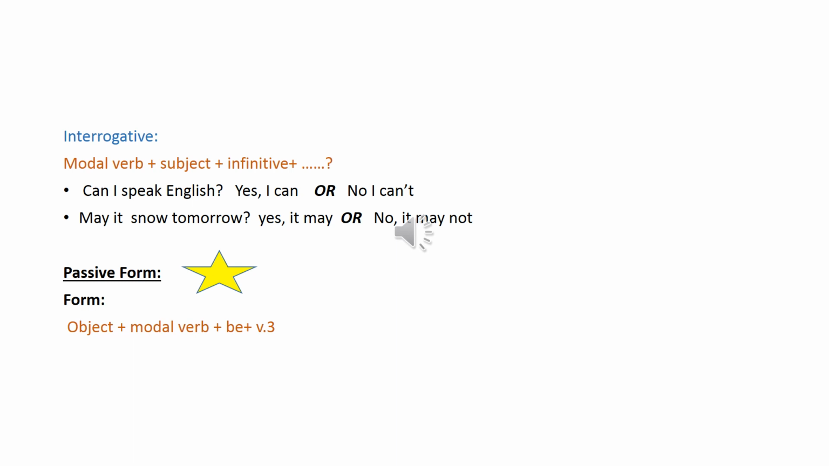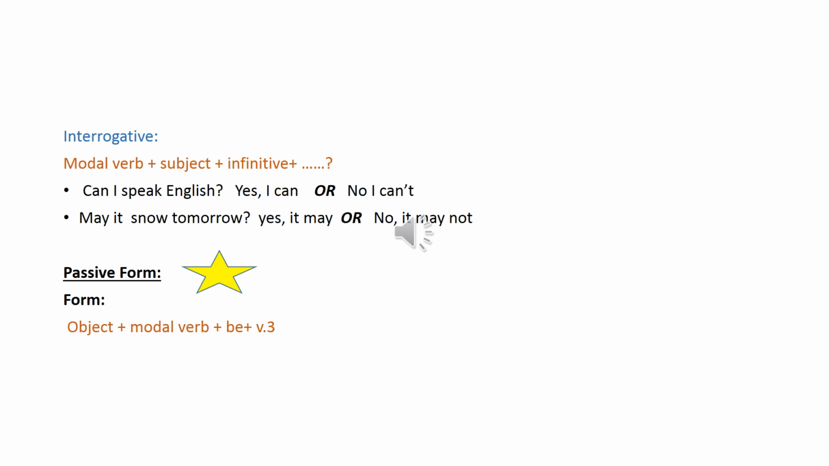For example, can I speak English? I start the sentence with the modal can, then the subject I, then the verb, then object English. How can I answer to this question? Yes, I can, or no, I cannot. The second example, may it snow tomorrow? Yes, it may, or no, it may not.